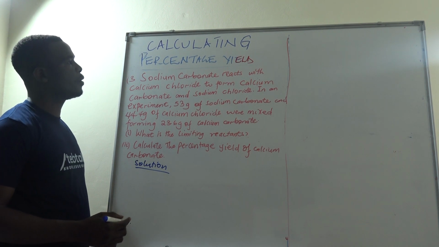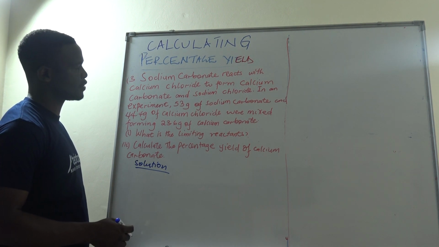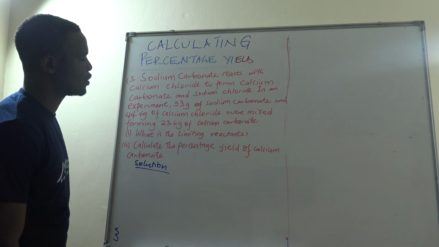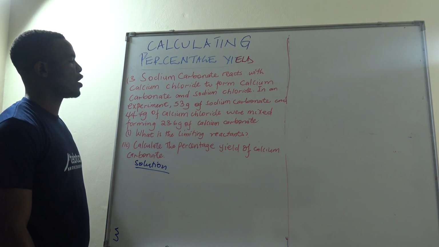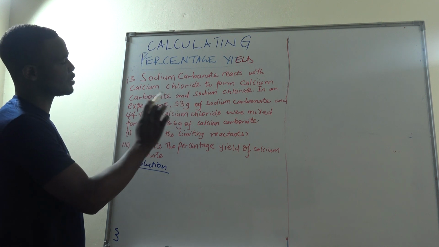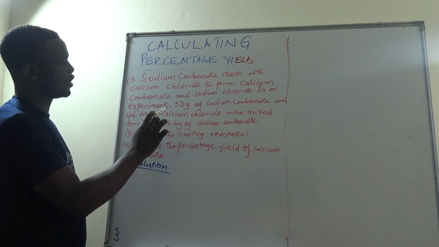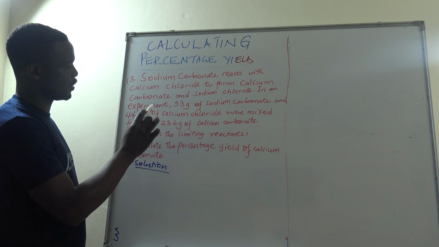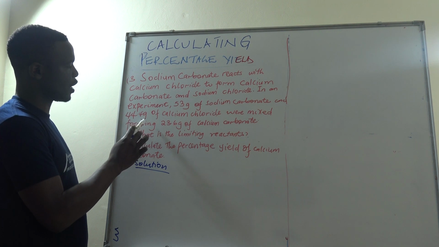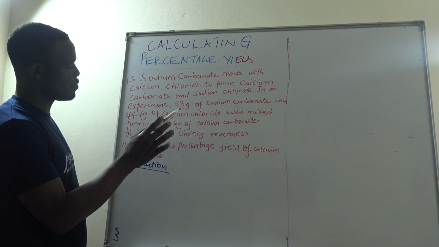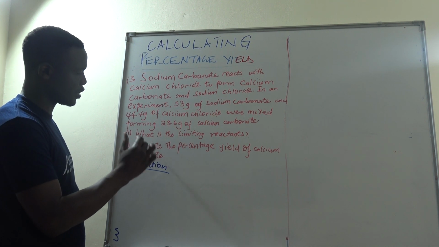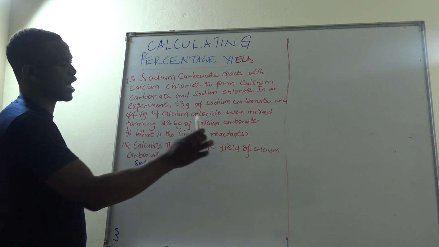One more example on calculating the percentage yield. Sodium carbonate reacts with calcium chloride to form calcium carbonate and sodium chloride. In an experiment, 53 grams of sodium carbonate and 44 grams of calcium chloride were mixed, forming 23.6 grams of calcium carbonate. What is the limiting reactant?